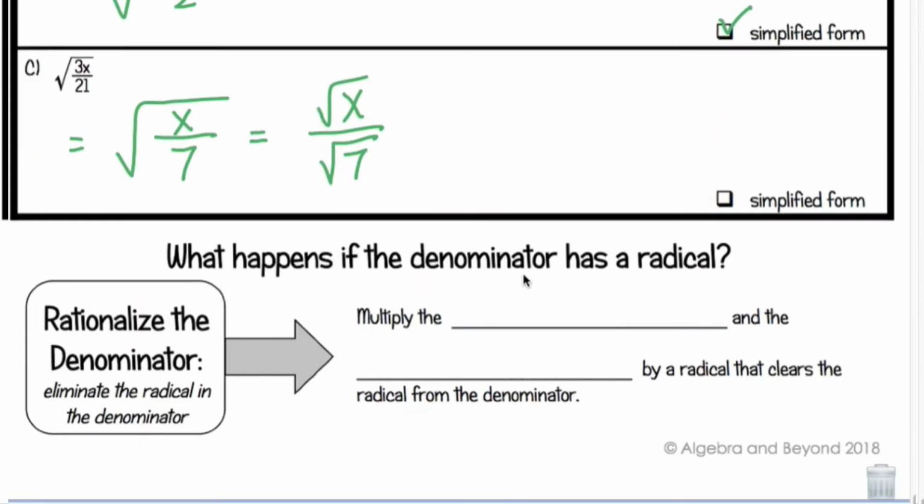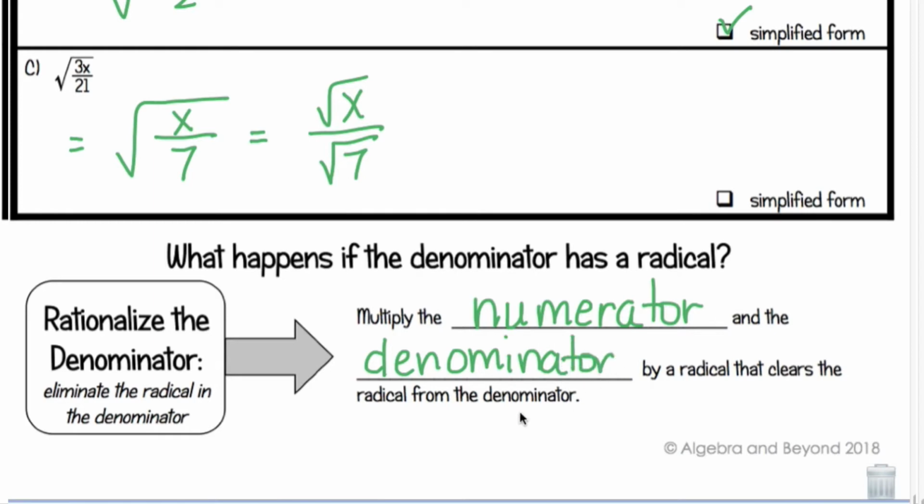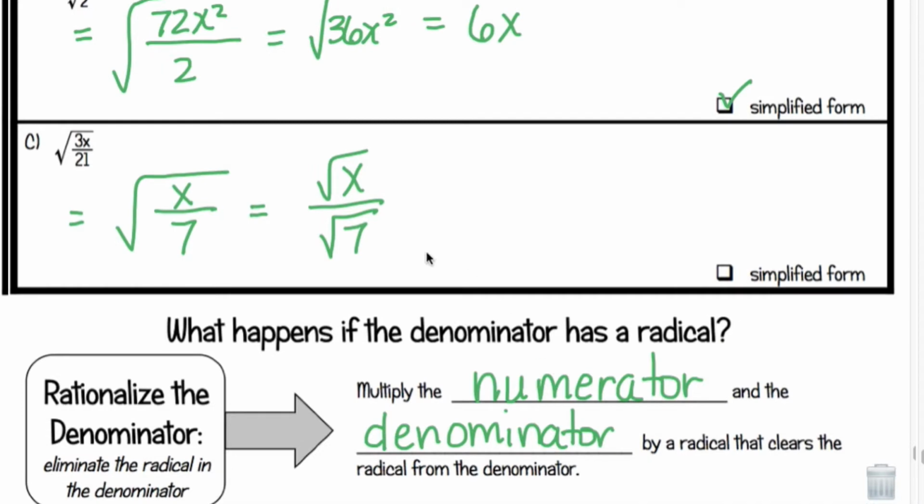So what are we going to do? Well, let's look at this. What happens if the denominator has a radical? We're going to have to rationalize the denominator, which means we're going to eliminate the radical in the denominator. So we're going to multiply the numerator and the denominator by a radical that clears the radical from the denominator. So in order to get rid of this radical, I want to multiply by the square root of 7, right?